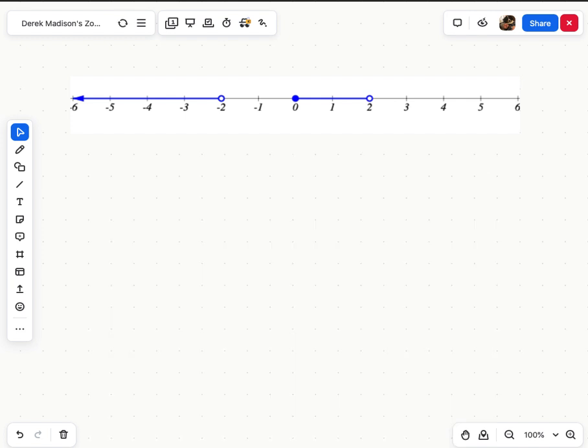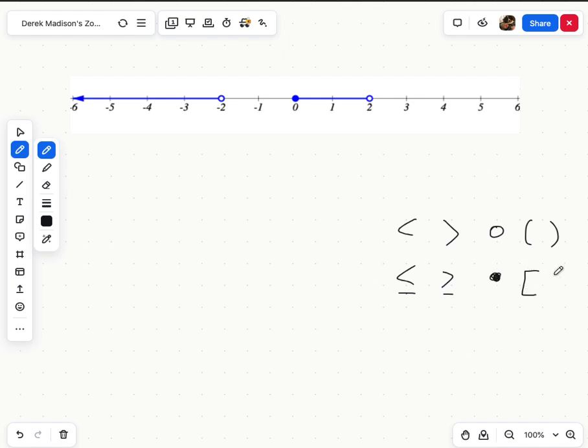Delete. So to summarize, if I have less than or greater than on the graph, open dot, and in interval notation, parentheses. If I have less than or greater thans with equals to, solid dot on the graph, and square brackets to show that that endpoint is included. So that's kind of what we need to know about interval notation.